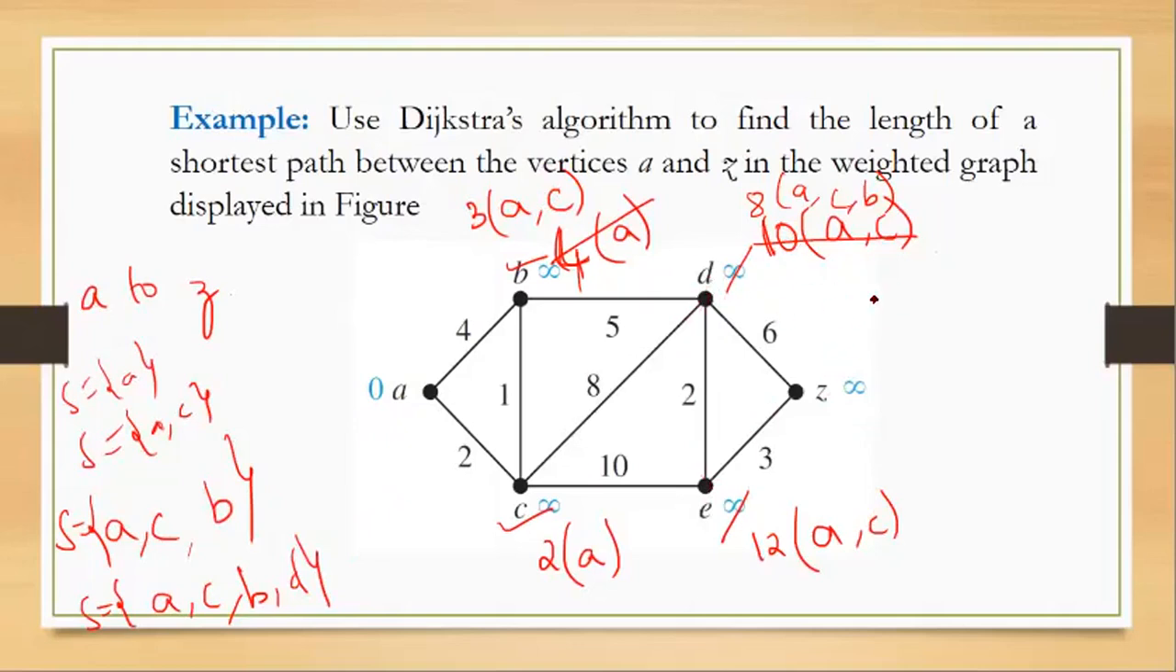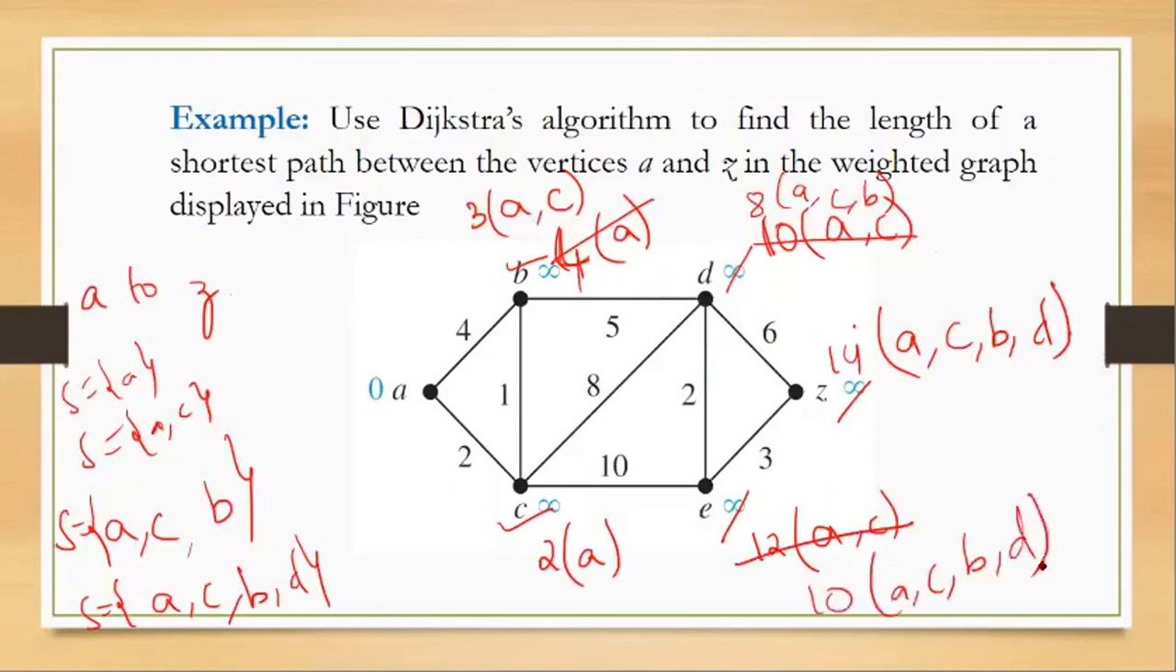So for Z, what will be the distance? So 8, it is already from A, C, B. Now here 8 plus 6 will be 14, so infinity can be cancelled. And I am coming from A, C, B, D. Also, this 12, instead of 12, if I add 8 plus 2, 10, which is lesser than 12, so A, C, B, D. Okay.